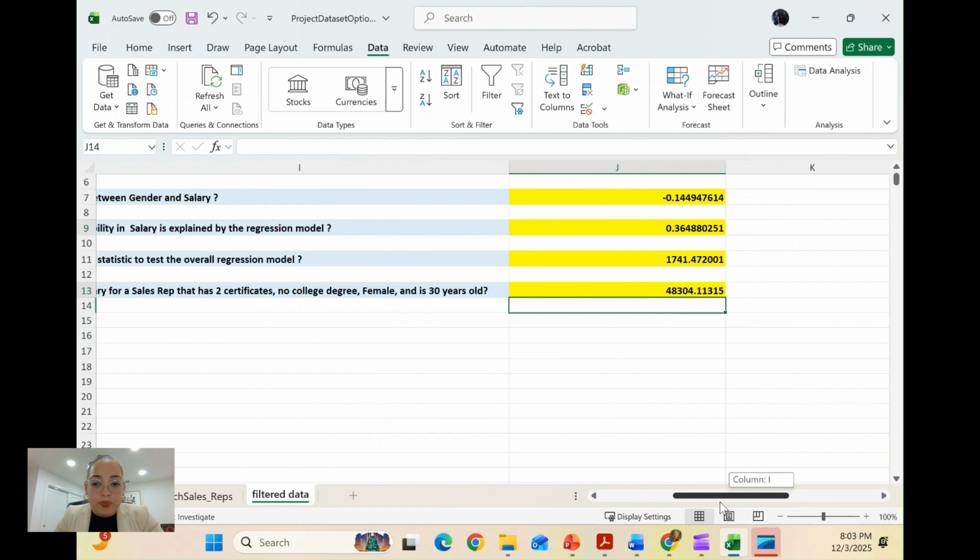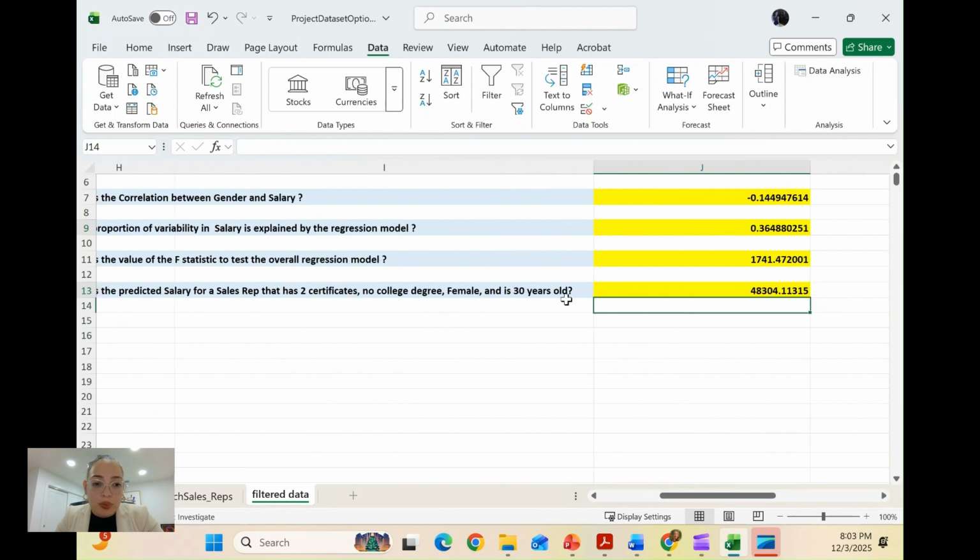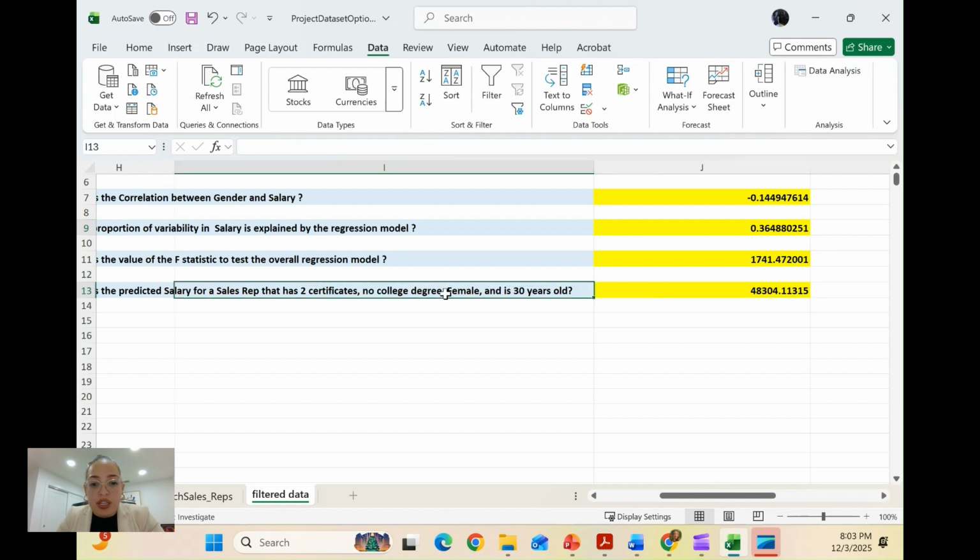So as I explained, a sales representative of the software industry that has two certificates with no college degree, is a female with 30 years old, has an annual salary of $48,304.